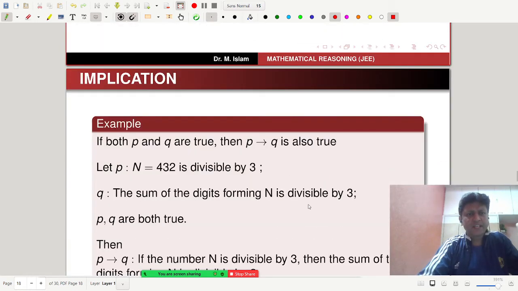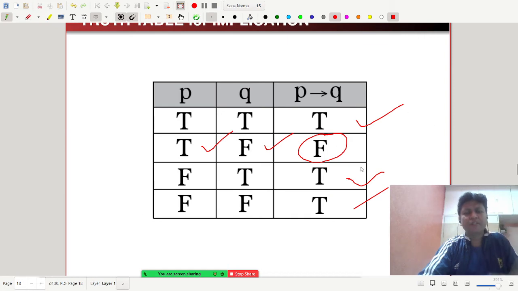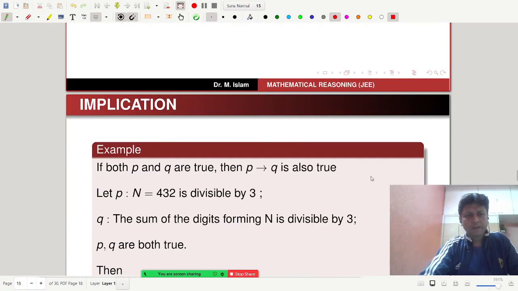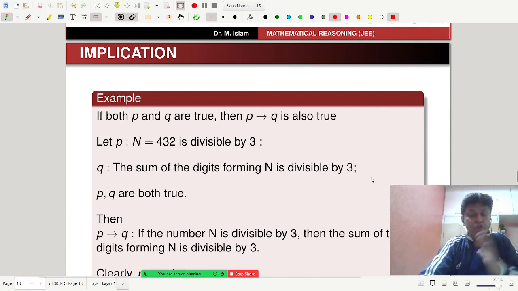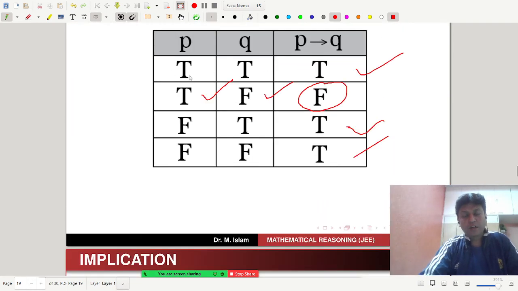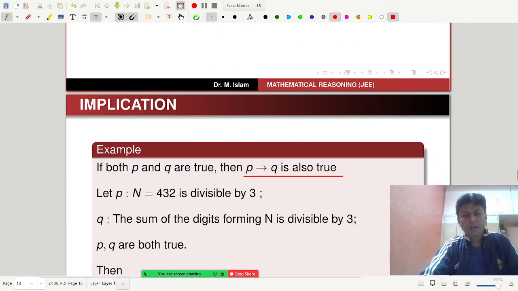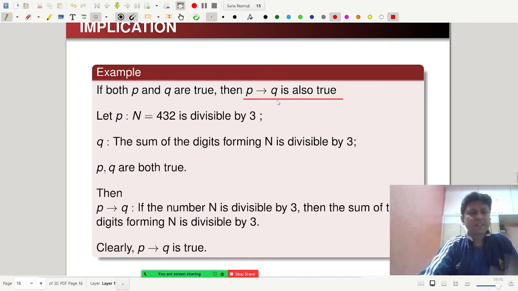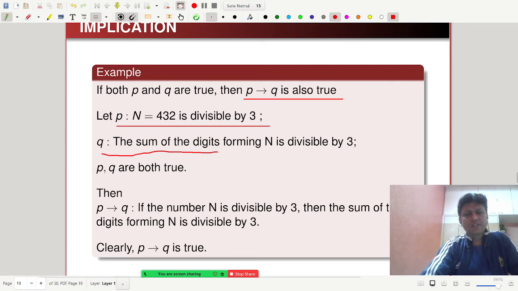So let's start with an example. I will explain this truth table with an example because a lot of people have confusion in this. If both P and Q are true, then P implies Q is true. That is from the table. First, I will explain this first part. Suppose I take two component statements. P: n equal to 432 is divisible by 3. And Q: the sum of the digits forming n is divisible by 3.